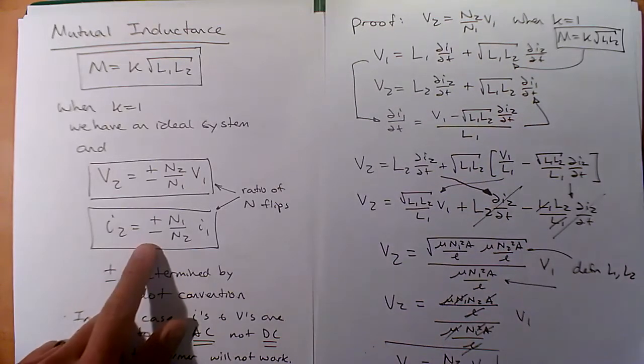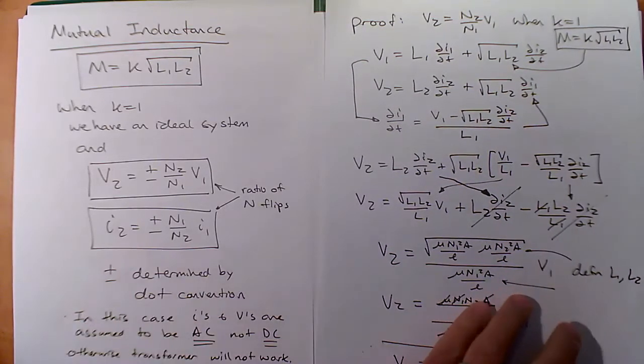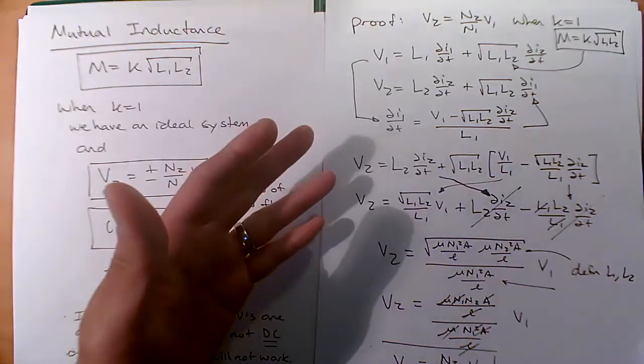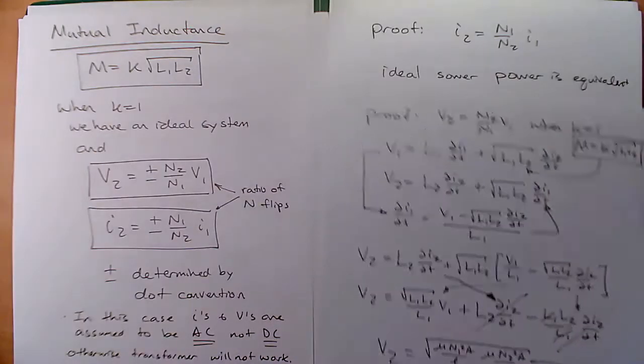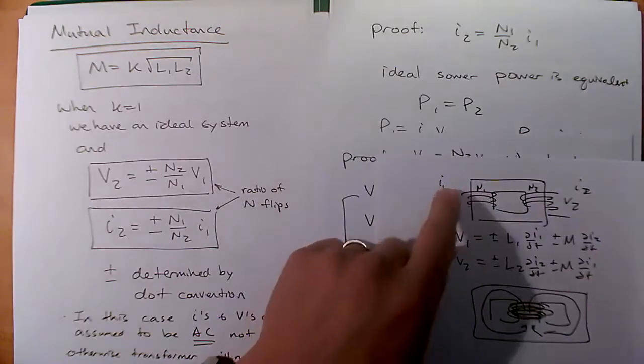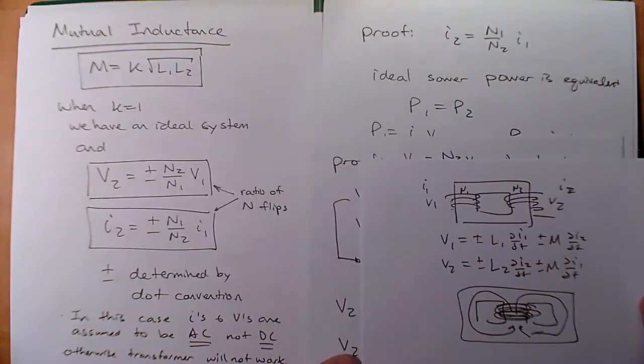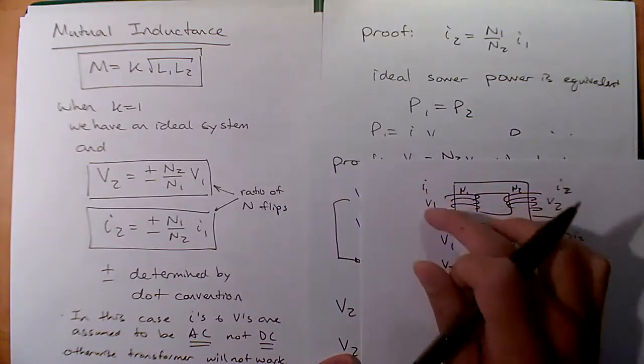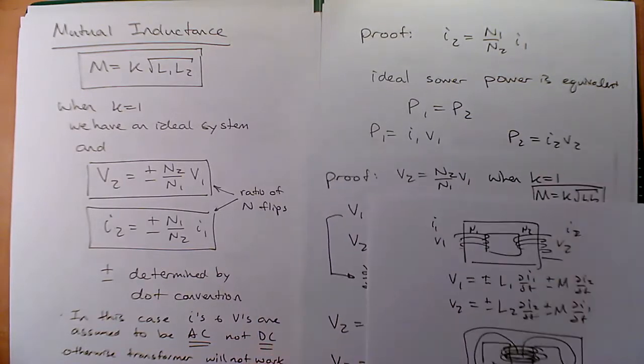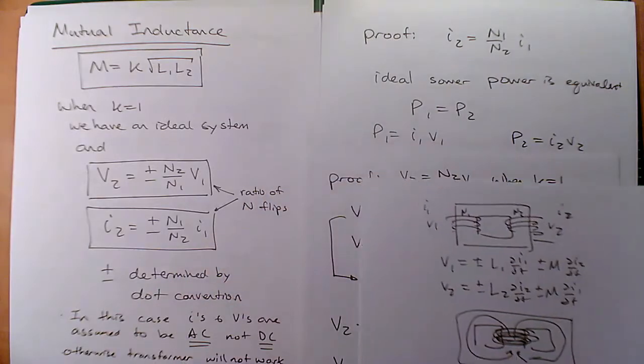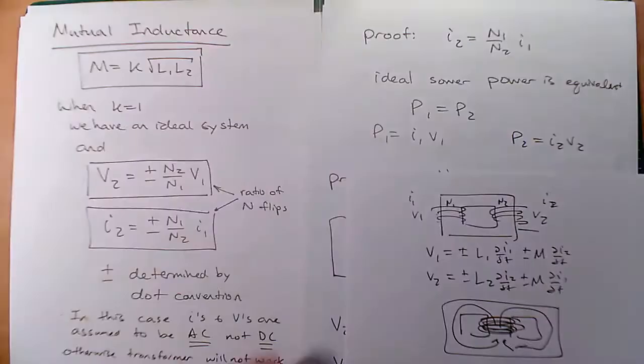How could we convince ourselves that the current relationship is true? Well, if it's an ideal situation, we can assume that the power is conserved. So the power on one side of the transformer equals the power on the other side. Well, what do we know about power? Power is I1 V1 and I2 V2. So that means I1 V1 equals I2 V2 if we have ideal conditions.